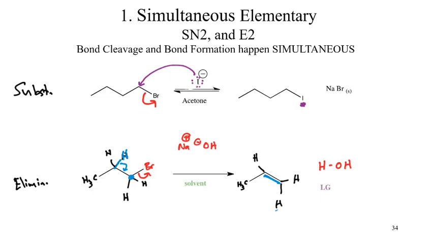Okay, so we could reference the position where the leaving group is as the alpha position, and we can reference the position where the hydrogen was removed as the beta position, and we can now call this a beta elimination. So if you hear people refer to beta elimination, that's why they're calling it beta elimination. It's a hydrogen located one carbon from where the leaving group is located.